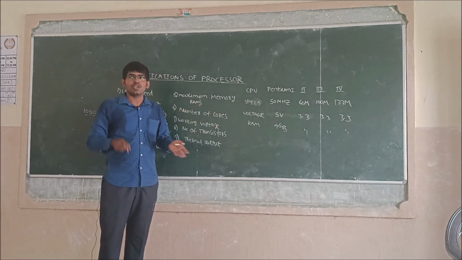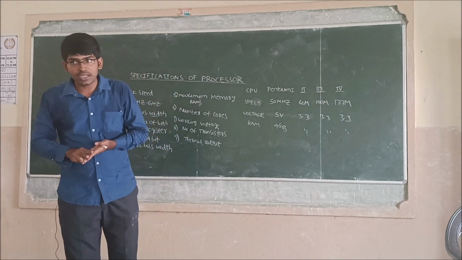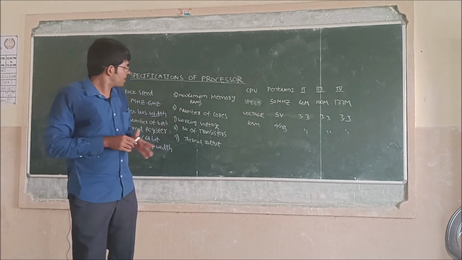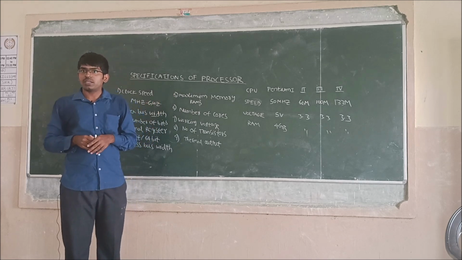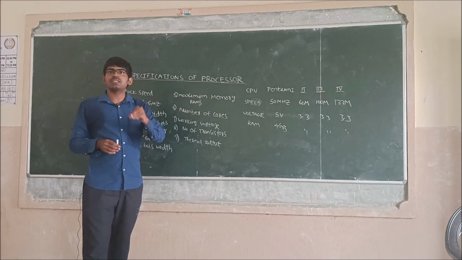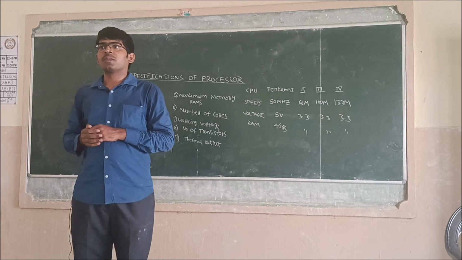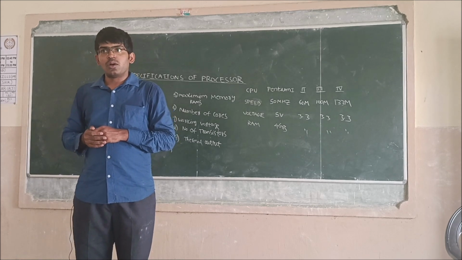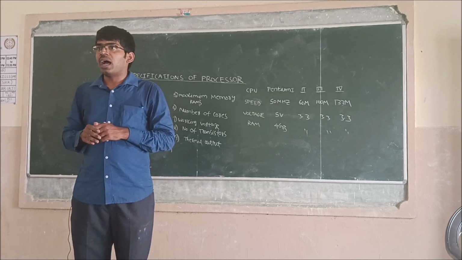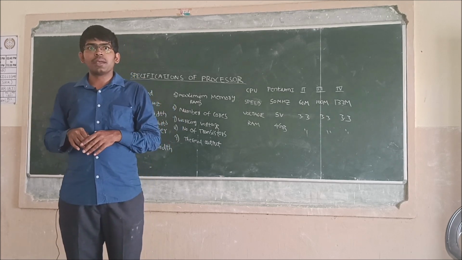Number of cores: if you are using one core, then it is a single core processor. If you are using two cores, then it is a dual core processor. If you are using four cores, then it is a quad core processor. What is the working voltage, how many transistors you are using, and what is the maximum heat it is generating such that we have to cool it down. When you know these specifications, then you can understand what requirements my CPU has, what requirements I can handle, and in what situation I can keep my computer.